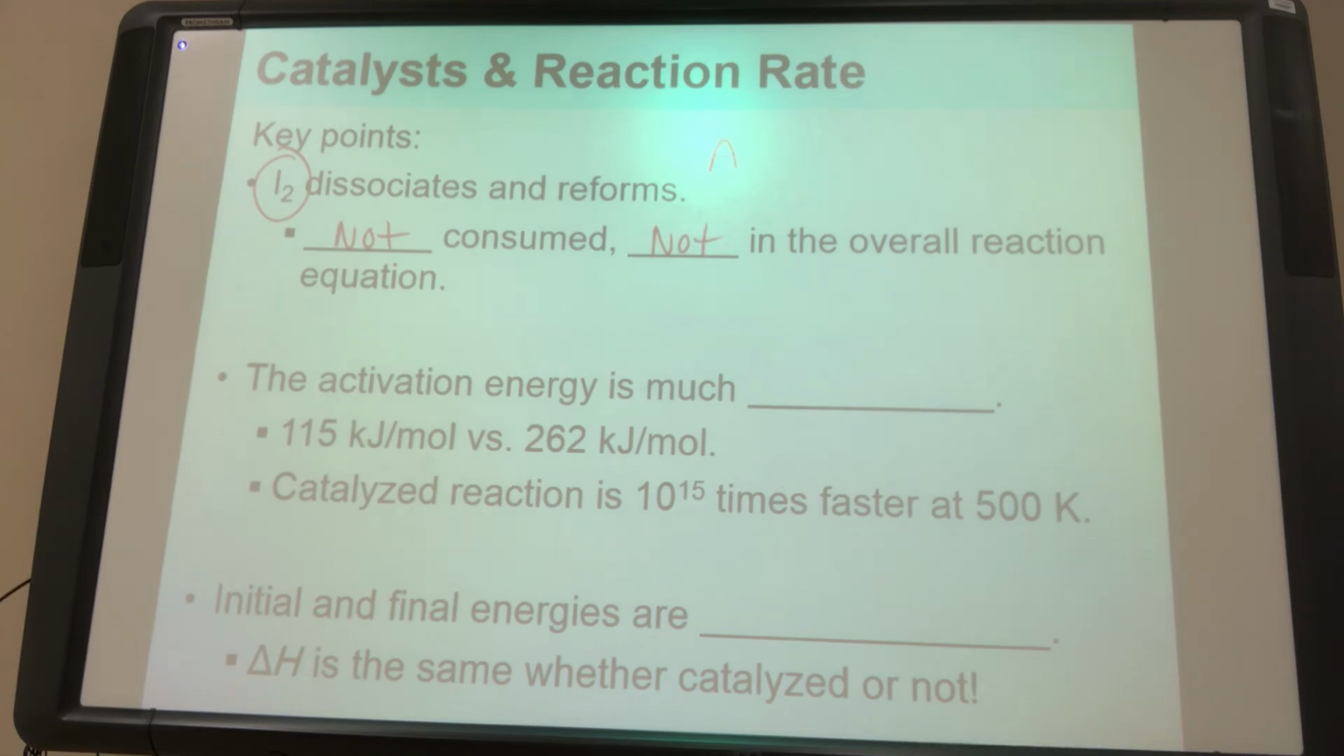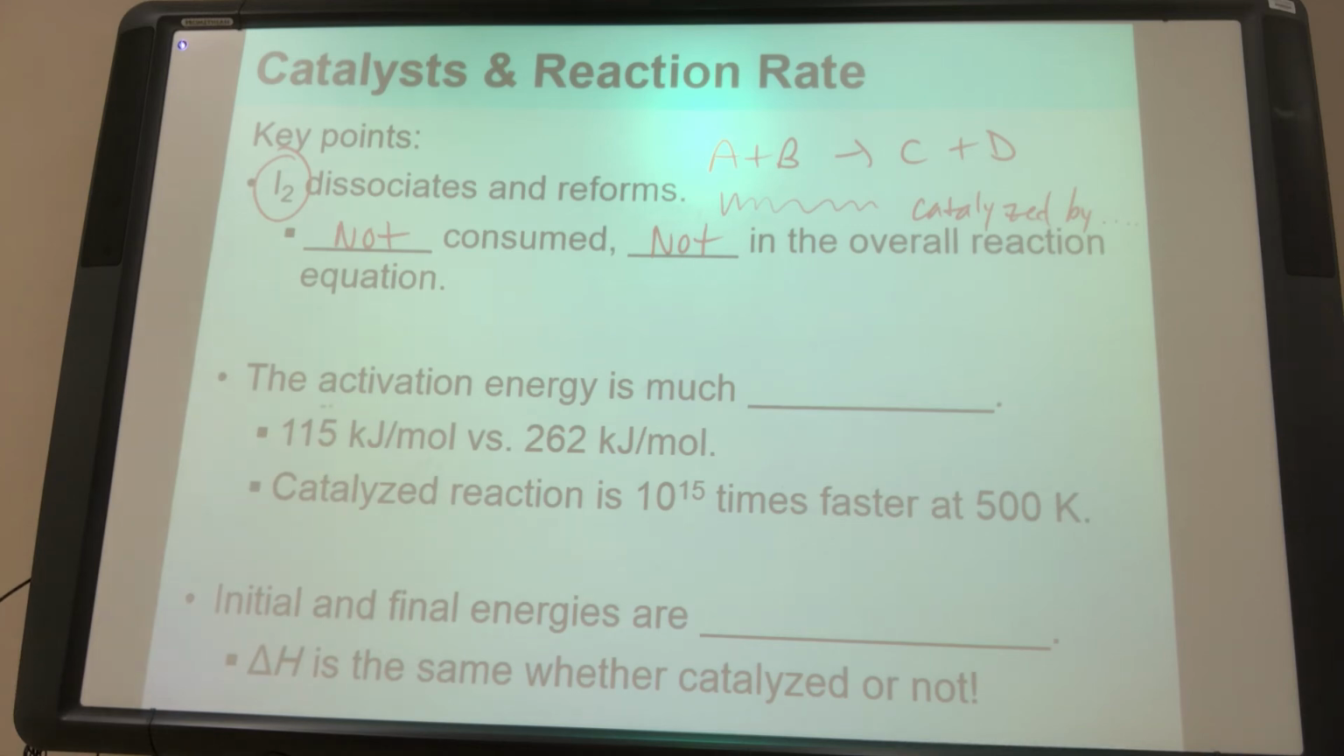So I might say A plus B goes to C plus D. If I add a catalyst, I would say my catalyst is right here. It's not a reactant, it's not a product. Most of the time, we would just write the reaction, and then in the words where we're talking about it, we would say it's catalyzed by so-and-so, okay?